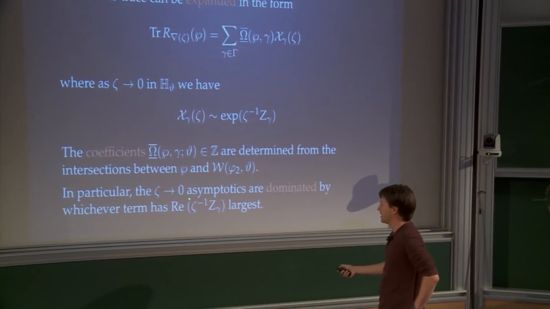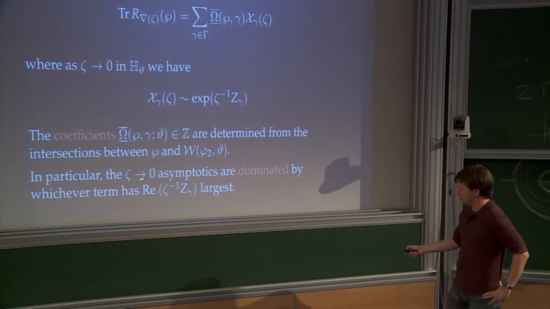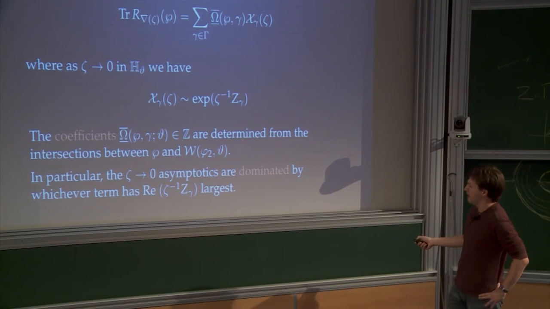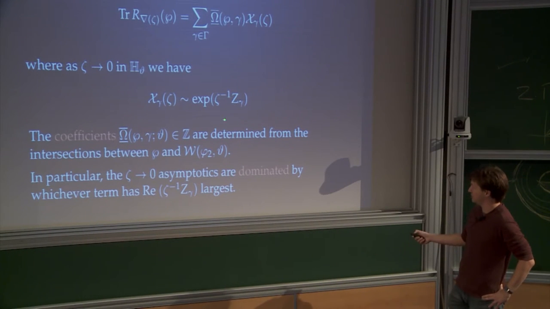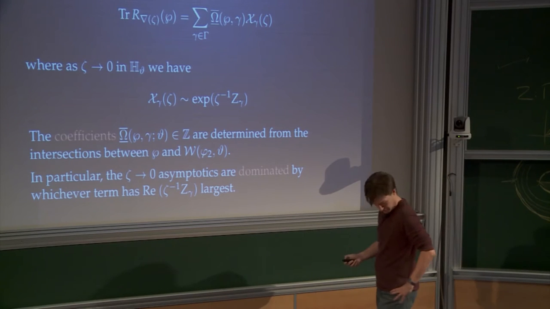So in particular, now once you've got this far, you can recover the zeta goes to zero asymptotics that you were interested in. They're just dominated by whichever term has the largest coefficient of this exponential. Okay.